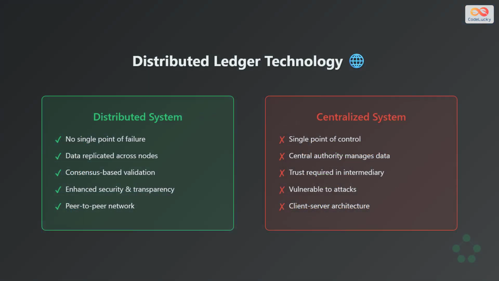Let's explore distributed ledger technology, or DLT, by comparing distributed systems with centralized systems. In a distributed system, there is no single point of failure, data is replicated across nodes, validation is consensus-based, security and transparency are enhanced, and it operates on a peer-to-peer network. On the other hand, a centralized system has a single point of control, a central authority manages data, trust is required in the intermediary, it is vulnerable to attacks, and it uses a client-server architecture.